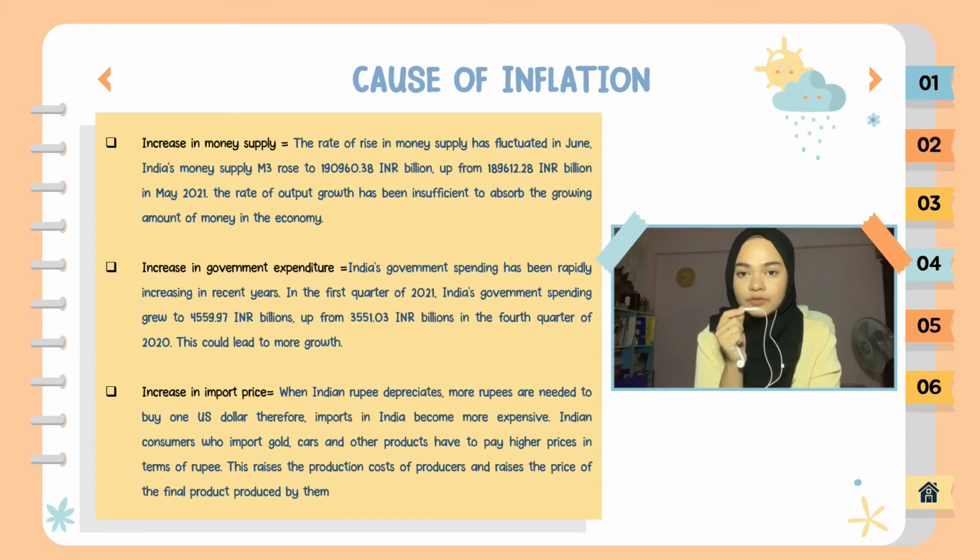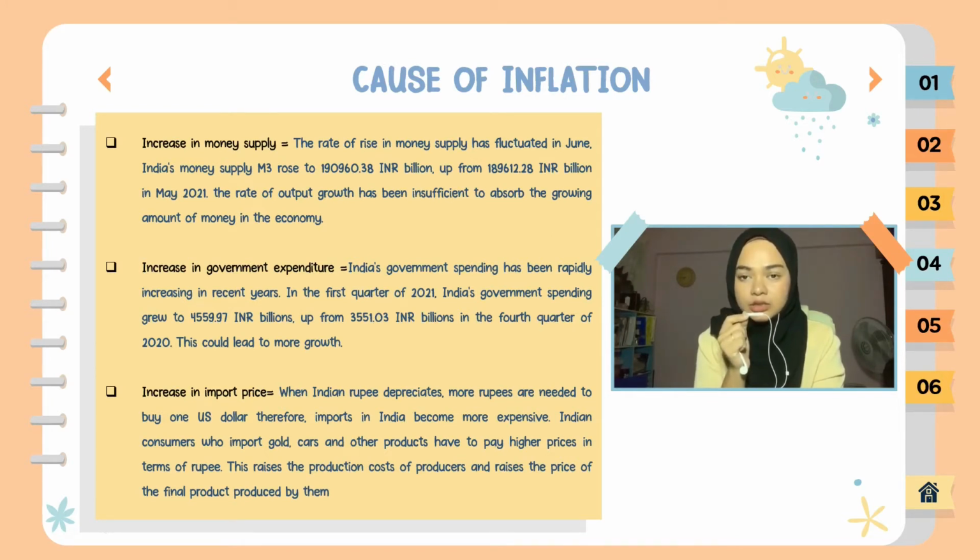The first cause of inflation in India is an increase in money supply. The rate of rise in money supply has punctured in June. India's money supply M3 rose to 190,960.38 Indian rupee billion, up from 18961.228 Indian rupee billion in May 2021. The output growth has been insufficient to absorb the growing amount of money in the economy.